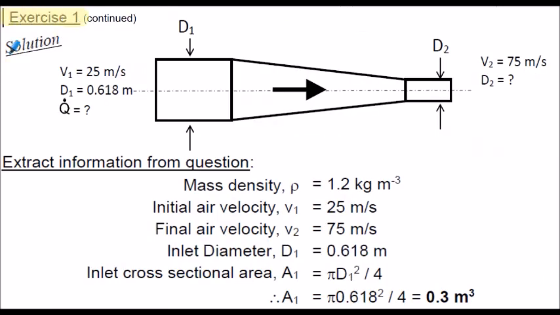Exercise 1, commencement of the solution. Note the question states this is a converging duct, so the inlet diameter D1 will be greater than the outlet diameter D2. I'll let you review this solution at your own pace. Here we're extracting the information from the question and calculating the cross-sectional area of the inlet, A1.